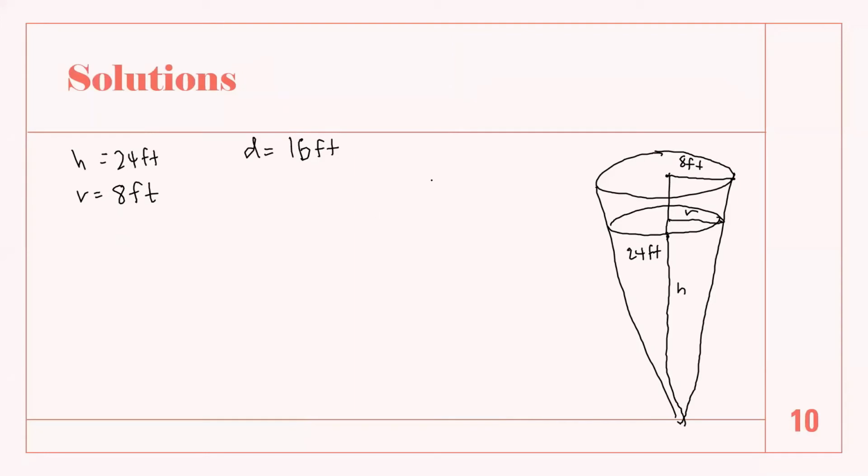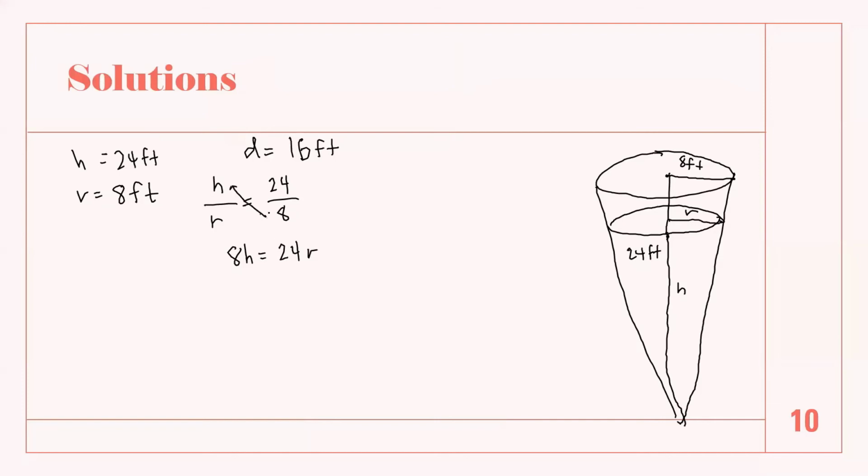Okay, so here, our concept is similar triangles. So, we're going to solve it using the concepts of ratio and proportion. So, this is our H over R, the height and radius of the unknown triangle. And then, for the known triangle, it is 24 over 8. So, here, what we will do is cross multiply.